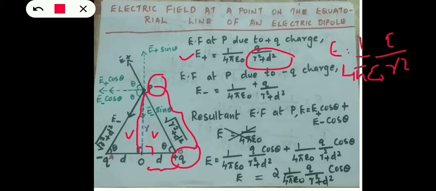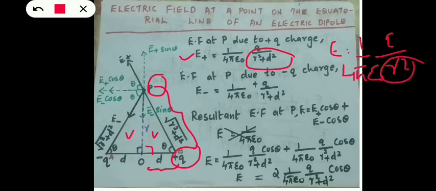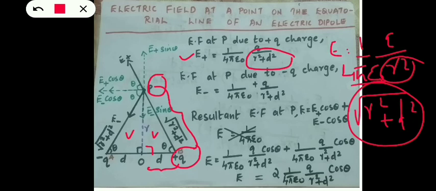So you might be wondering, why didn't we substitute square root of R square plus D square? Because we need to substitute R square, not R. So here the distance is square root of R square plus D square, and we need to take the square of this expression. And when we take the square of this expression, the square root will vanish. So what is the expression? Q by R square plus D square.